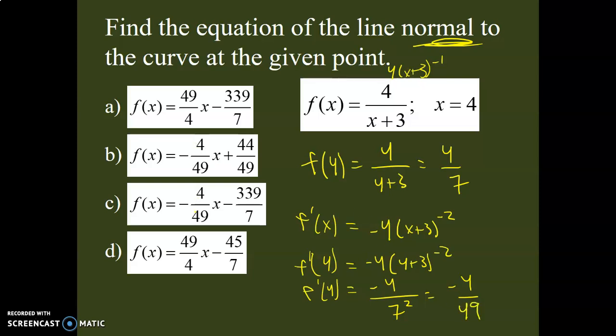Now, some of you guys are going to pick one of these answers because you see the -4 over 49, but remember, we want it to be normal. So we need to flip this and change the sign. So it's not going to be B or C. I know it's got to be one of these two equations, and now I just need to plug it in and work it out.